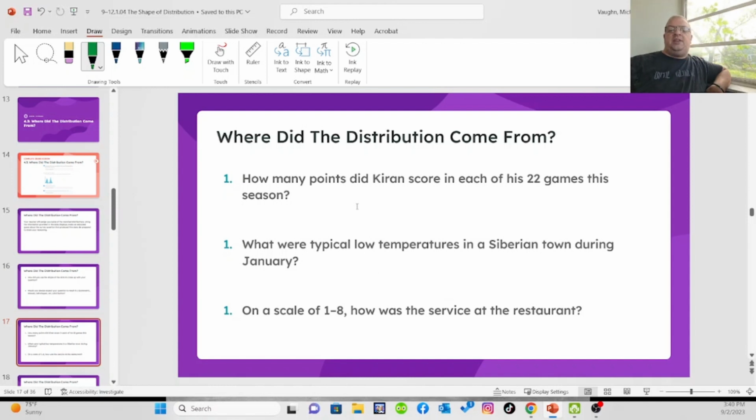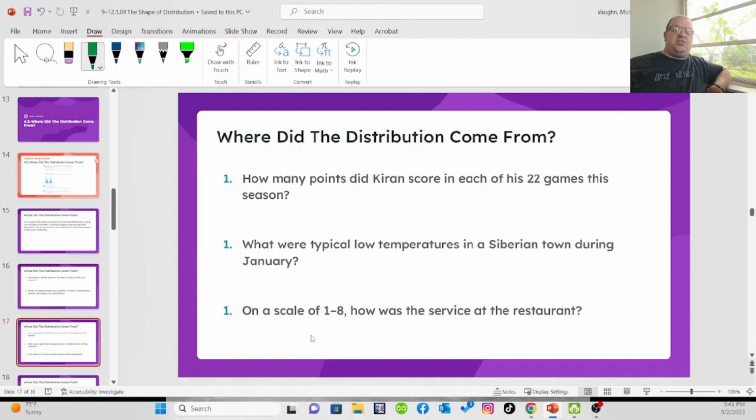So these next slides give you the textbook's answer as to what the actual questions were that were asked. So one of them was, how many points did Kieran score in each of his 22 games this season? Which pair do we think matches that? Next, what were typical low temperatures in a Siberian town during January? Which matching pair do we think represents that question?